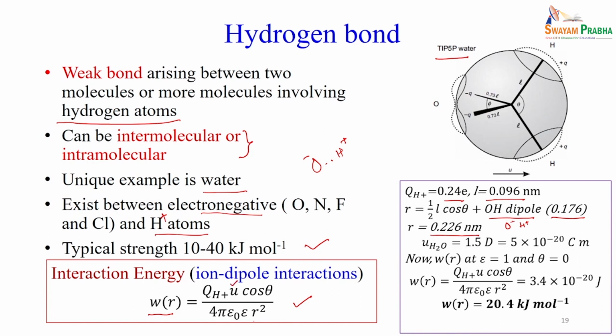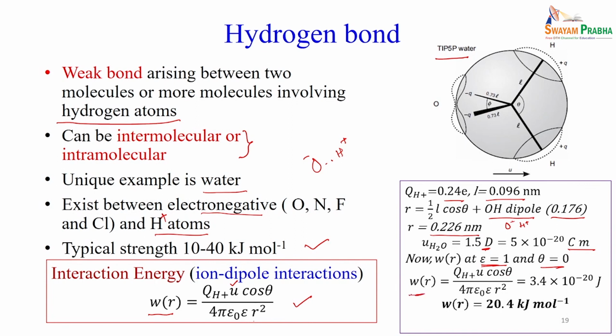Now we also need the value of the dipole moment of water. The dipole moment of water is 1.5 D. D is the Debye, as I discussed. The dipole moment is reported in terms of D. So if you put the value of D, we are going to have the dipole moment of water as 5 into 10 to the power minus 20 coulomb meter. Now let us consider it in vacuum. For vacuum we are taking epsilon as 1, and as we have taken this linear distance r, we are putting theta equal to 0.